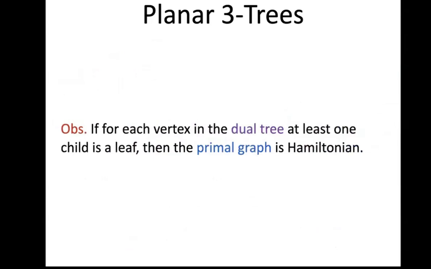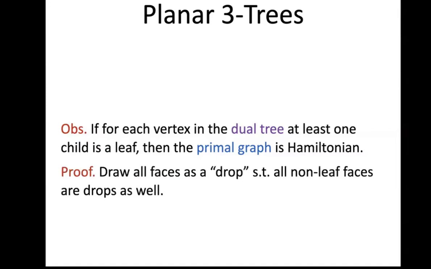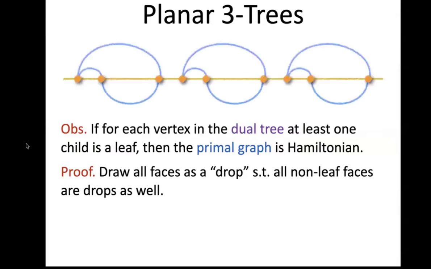So again, the statement is, if for each vertex in this dual construction tree that tells us how the triangles are subdivided, at least one of them is a leaf, that is, it's not further split, then the graph is Hamiltonian. And we can very nicely see this by just drawing a corresponding arc diagram that only uses proper arcs. And we do this by drawing all faces as a drop. So let me show you what I mean by drop. This is a drop, this kind of shape, up to whatever reflection and rotation.